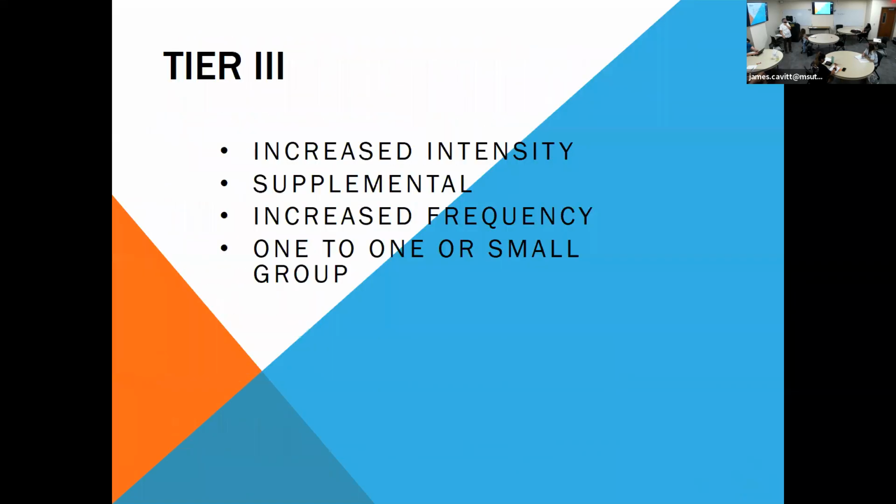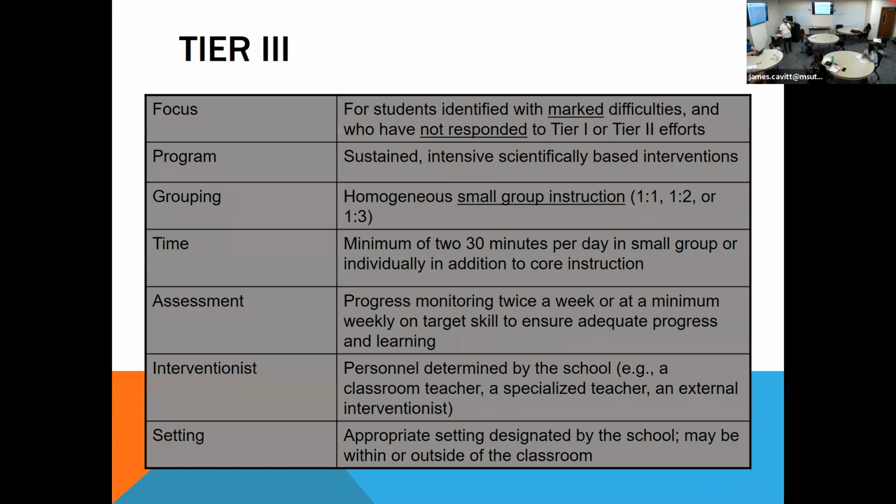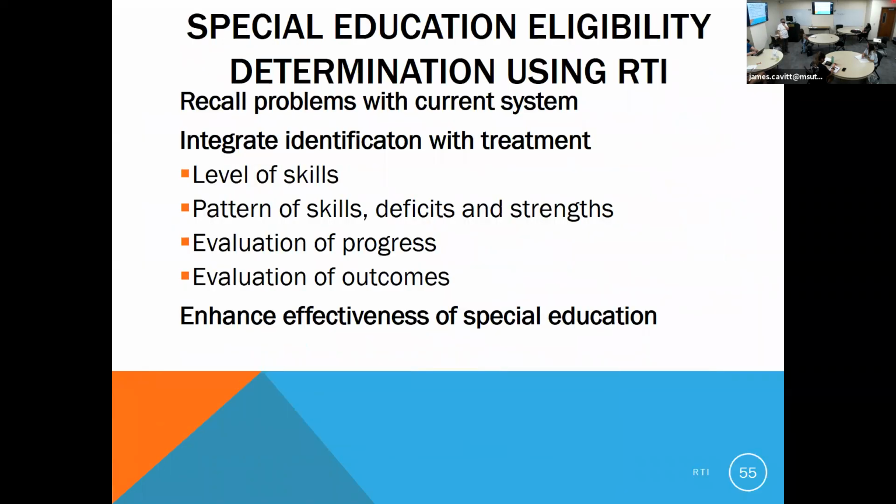So tier 3 is increased intensity, it's supplemental, it's increased frequency, and it's one-on-one. There's the summary chart of tier 3. Any questions?